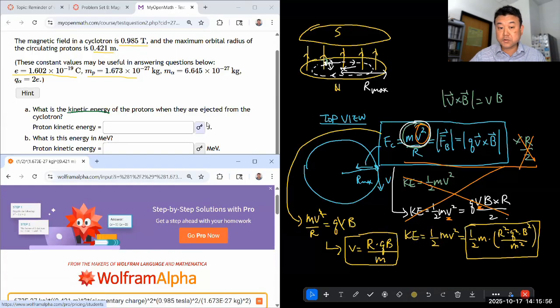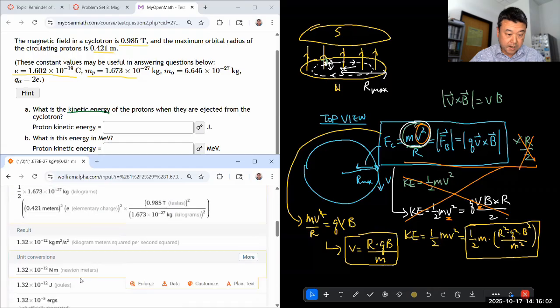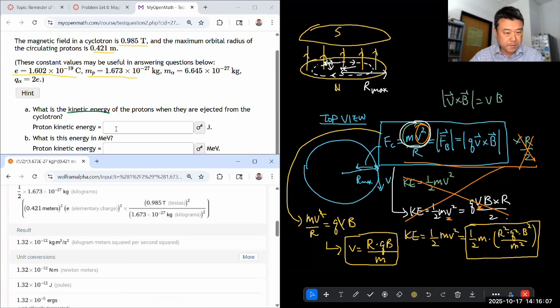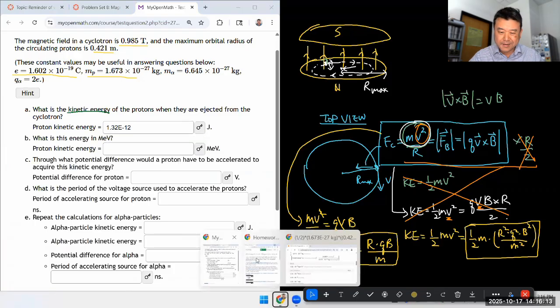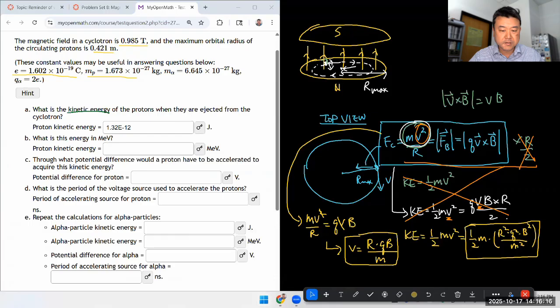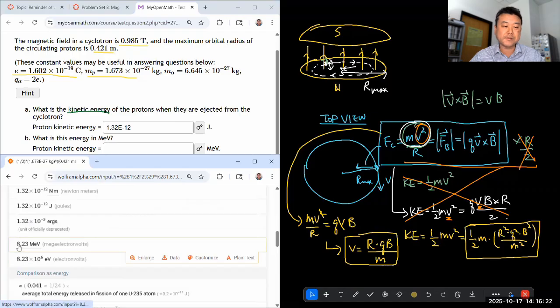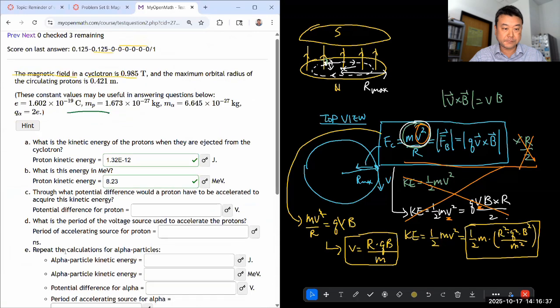So it might give me answers in joules and mega electron volts without me specifying. So all of this looks right. I got 1.32 times 10 to the minus 12 joules. It worries me a little bit that it has so few significant figures, but I think it'll still be within the 1% tolerance of the grading system. And yeah, there it is, mega electron volts, 8.23 MeV. So let's make sure that's correct. Good.